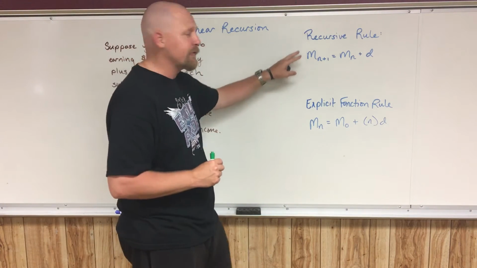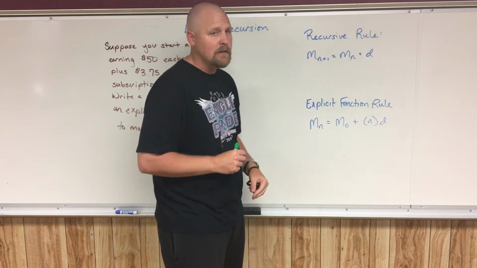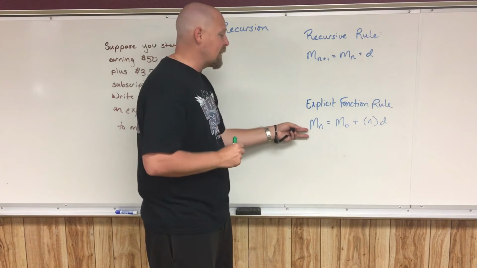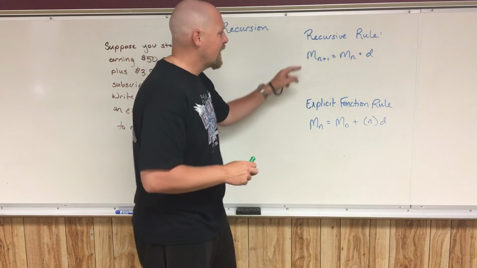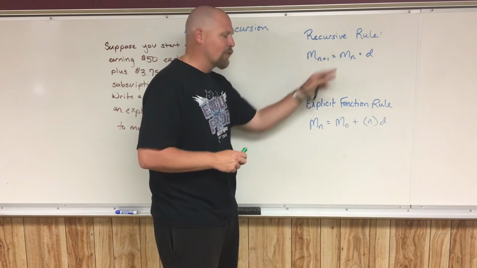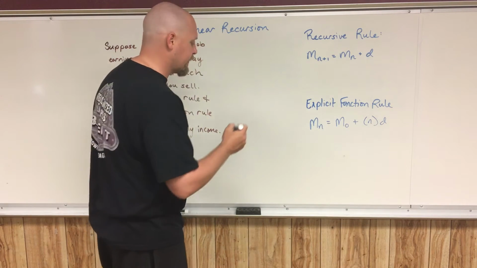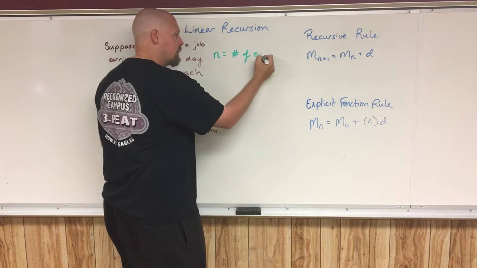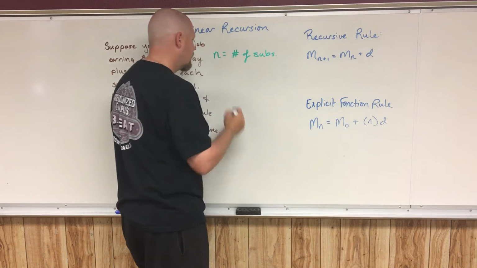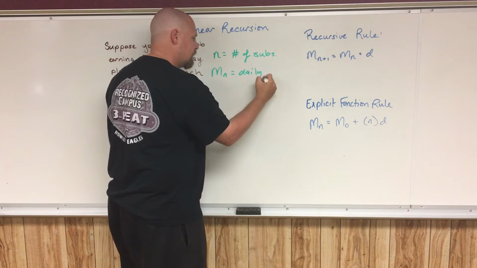The recursive rule is written as follows: m sub n plus 1 equals m sub n plus d. The explicit function rule: m sub n equals m sub 0 plus n times d. Now this may be a bunch of new fancy shorthand things that you're not familiar with, so let's go ahead and do some defining of these things. n is going to be the number of subscriptions that you sell. m sub n is going to be your daily income.